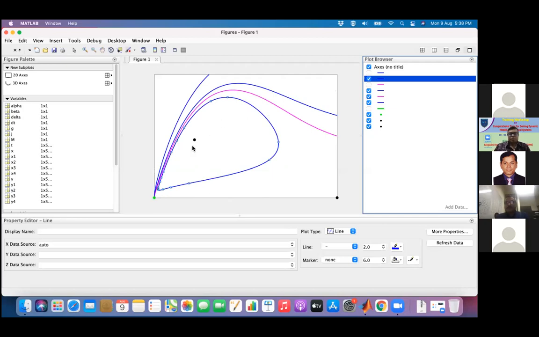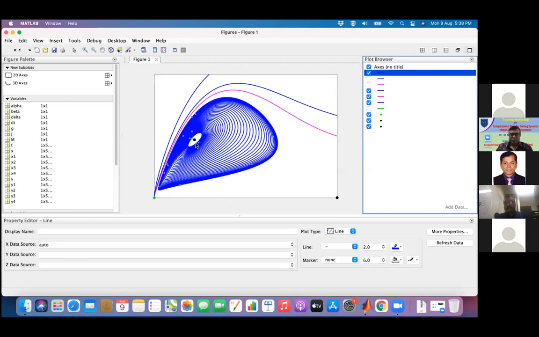But if I introduce this one, it is actually the stable limit cycle. Instead of this one, if I plot these things, then it is starting very close to the equilibrium point and ultimately converging to the stable limit cycle. So this is the simplest way.